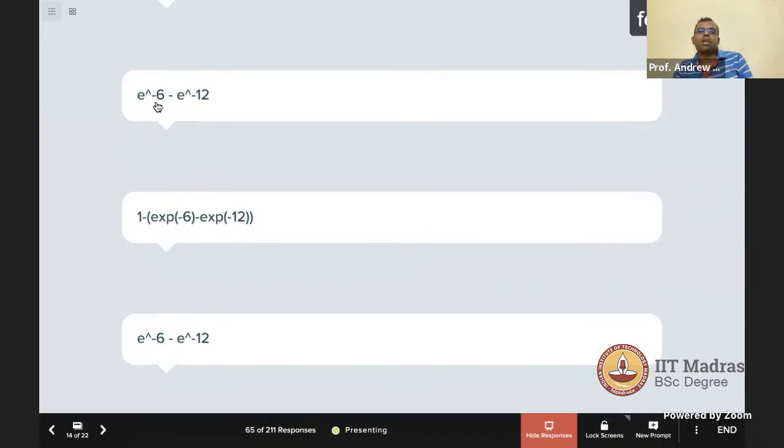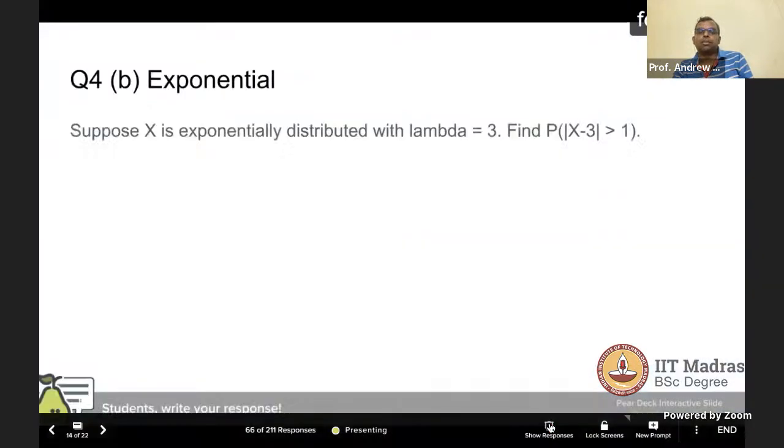A lot of people are writing e power minus 6 minus e power minus 12 because they've got mixed up with the greater than less than sign on the probability. Watch out for these things. These are the small things that can cause an issue for you in getting the correct marks in the quiz.